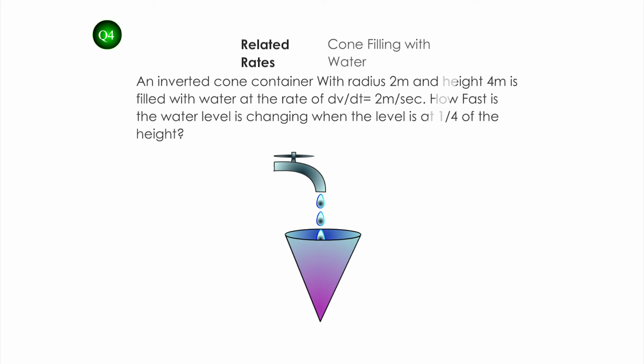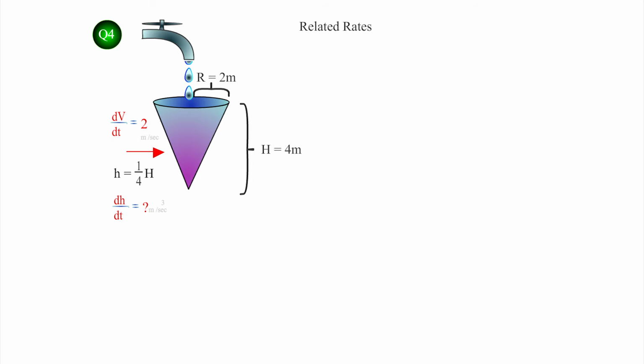Let's look at question number 4 from quiz number 3. An inverted cone container with radius 2 meters and height 4 meters is filled with water at the rate of dV over dt equals 2 meters per second. How fast does the water level change when the level is at a quarter of its height? We know this is a related rate problem when the rate of change is not zero, and at the moment when the change of time, delta t, approaches zero, the function either increases or decreases.